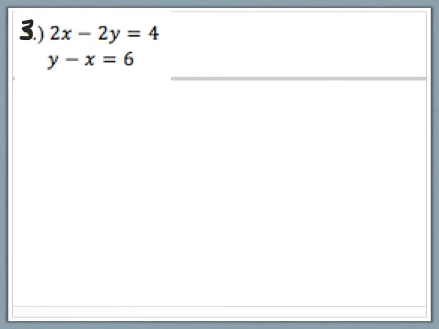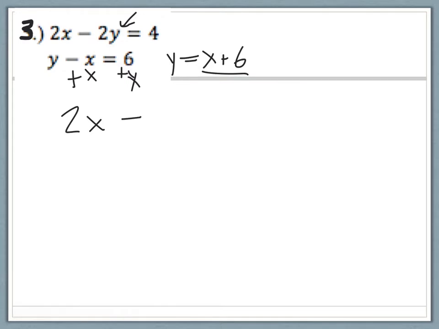Okay, on this one, we're going to have to do what we did on the last one, where we have to get a variable by itself. So I'm going to go ahead and add x to both sides. So this one is now going to be y equals x plus 6. Okay. So I'm going to take that and now plug that in for this y right here. So I have 2x minus 2, and then instead of y, we'll put our x plus 6 equals 4.